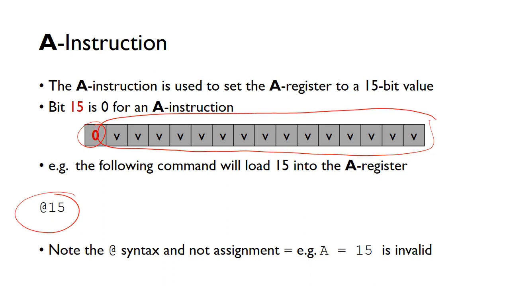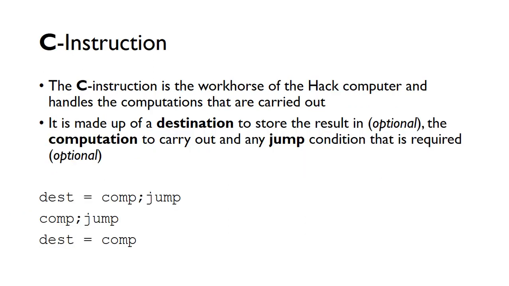So just remember about this at assignment. This is not valid syntax. You can't do A equals 15. You cannot assign the value 15 to A. You have to use this at 15 syntax. So whichever number you've got here, obviously assuming that it's no bigger than 15 bits, will be loaded into the A register. So that's the A instruction.